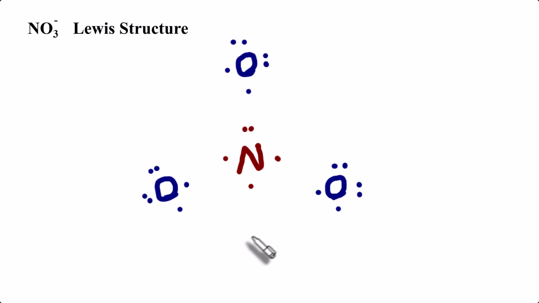Now the negative charge. It must go to the most electronegative atom. So give that extra electron to one of the oxygens. Now this oxygen has a full shell on the side. Perfect.